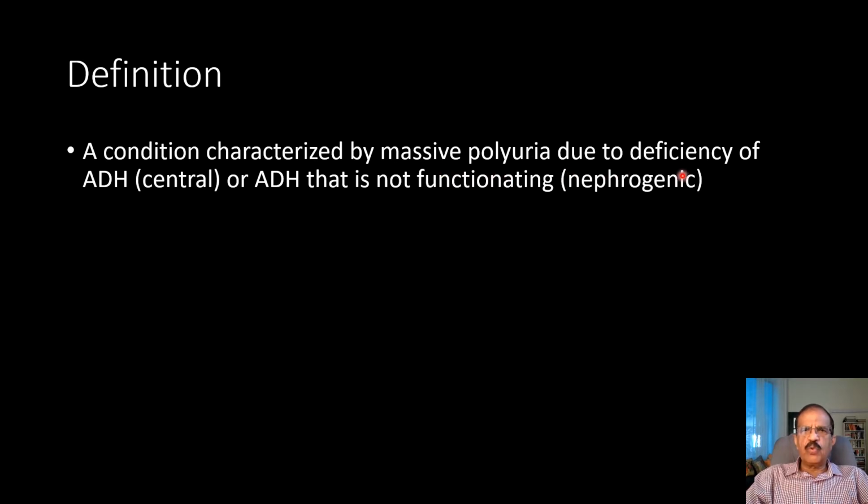And if this is due to deficiency of antidiuretic hormone, then it will be called central diabetes insipidus, or as I mentioned earlier, it may be due to non-functioning ADH. ADH is there, but for some reason it is not doing its function on the kidneys, usually a problem with the receptor in the kidneys, and that is called nephrogenic diabetes insipidus. So basically it is a condition where there is massive polyuria without any other cause, and the problem is either in the pituitary gland or in the kidneys.